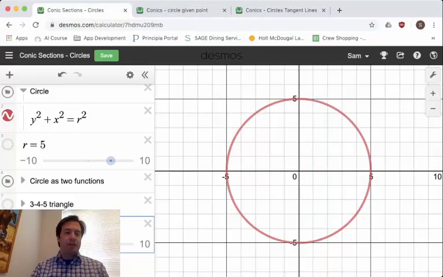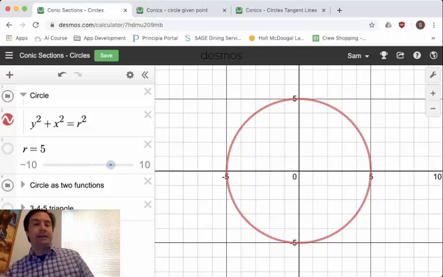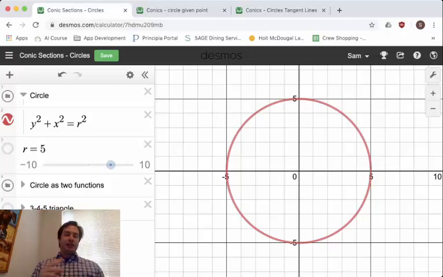One of the great things about Desmos is that we can graph things without having to write them in function form. But I will show you in a little bit how you can write this as two different equations, as two separate functions.